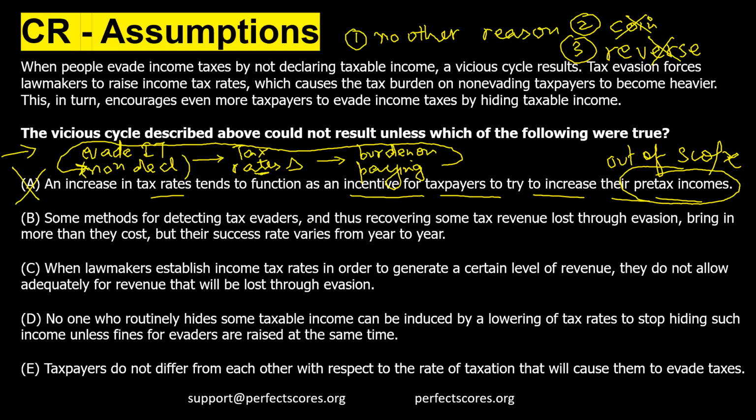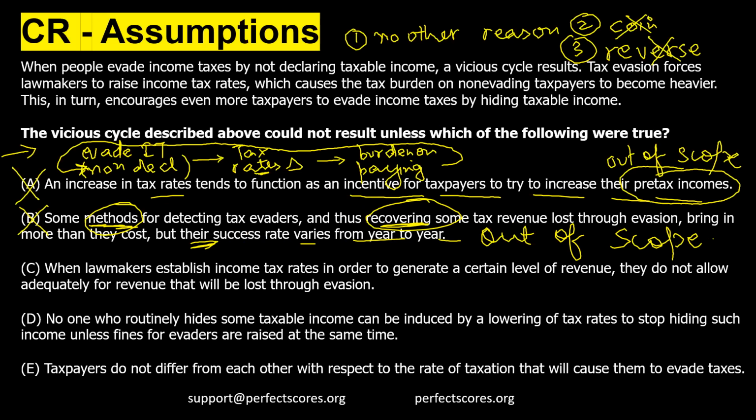Some methods for detecting tax evaders. Now we're talking about methods, and thus recovering some tax revenue lost through evasion. We're talking about recovering here. Bring in more than they cost, but their success rate varies from year to year. Again, option B is talking about methods and about recovering the revenue that was already lost. And that is why it is again out of scope, and B is again eliminated. And it also does not match any of our assumptions.